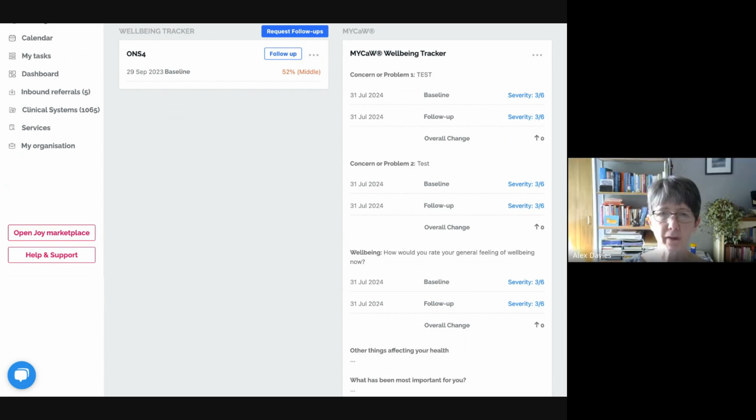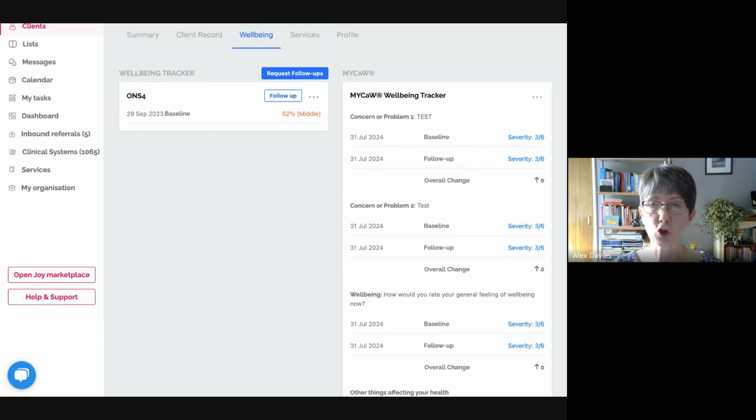Yep. And I think I discovered that you can change the date on when you add the tracker as well, because if you did a MyCore but you didn't have time to load it on the system, say you're doing it in paper version, or I'm thinking about our colleagues in Care Network who may not have access to Joy and are sending them to us, you can backdate when you did it. You can say it was done 2 weeks ago, you can change the date.